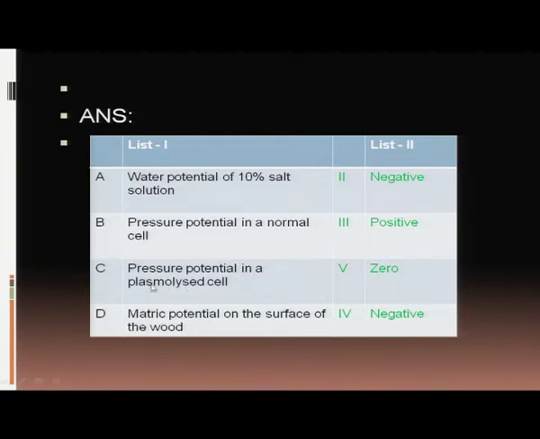Well, in a plasmolyzed cell, there is no turgor pressure. So, the pressure potential value will be 0 here. And finally, matric potential, we had discussed in the last class, has a negative value. So, on the surface of the wood, the matric potential will have a negative value. Let us move on to the next question.